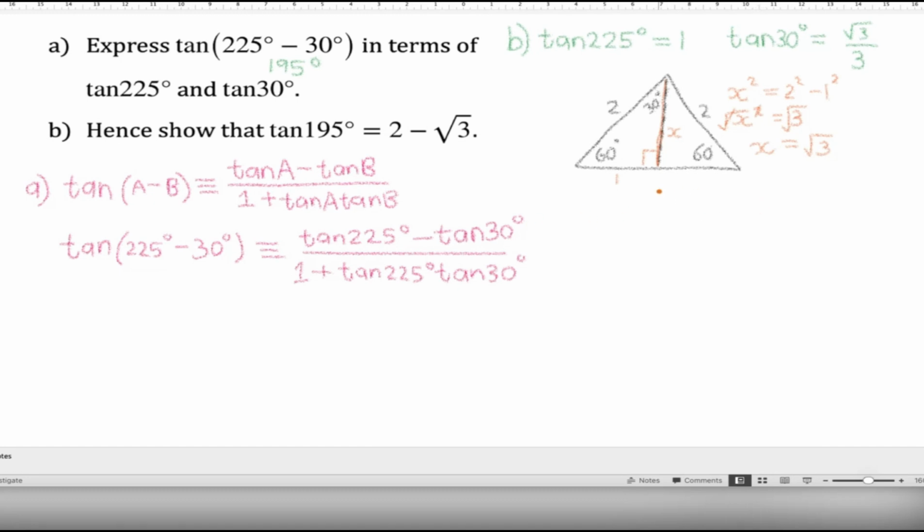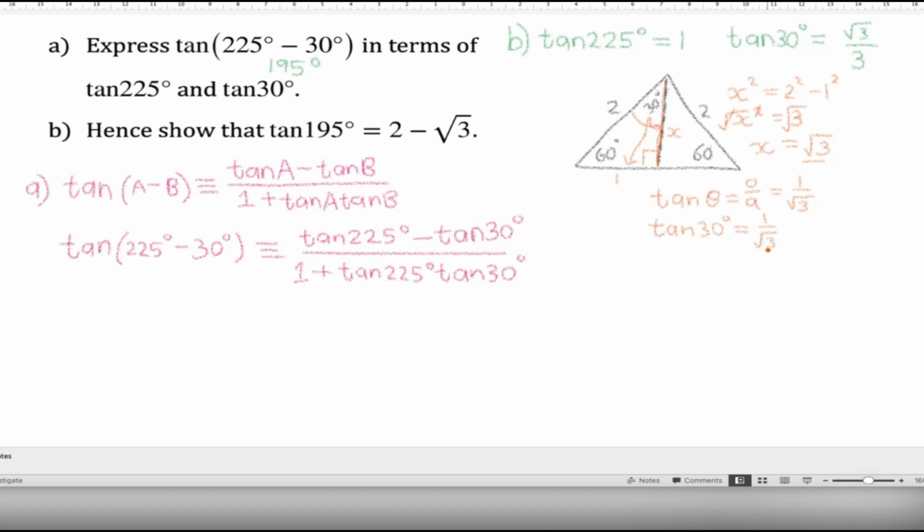Now, according to the trig ratios, we know that tangent of theta is equal to the opposite side over the adjacent side. Okay, in this case, it will be 1 over square root 3, because if we take a look at the opposite side, here we have the 30 degree angle, so the tangent of 30 degrees is equal to 1 over the square root of 3, because the opposite side of the 30 degree angle is equal to 1, and the adjacent side is equal to x, which we determined is the square root of 3. So that is where the 1 over square root of 3 comes from.